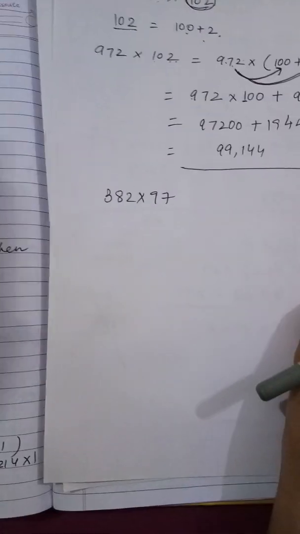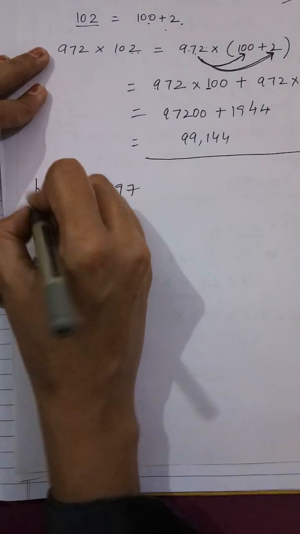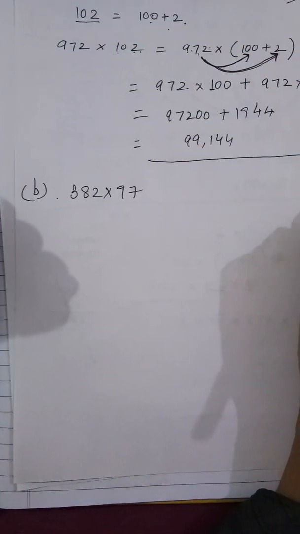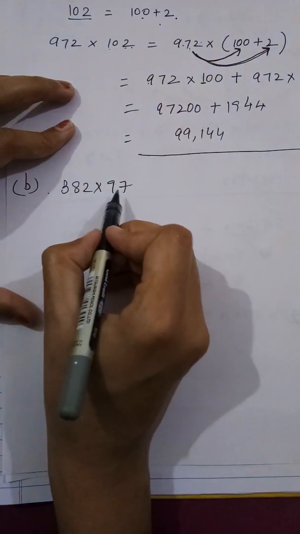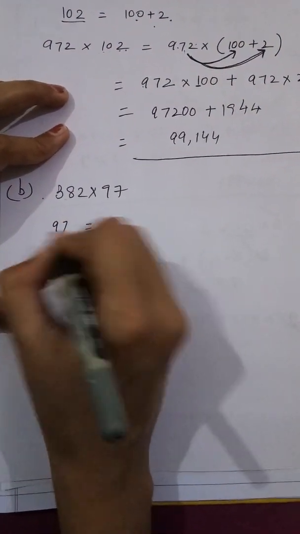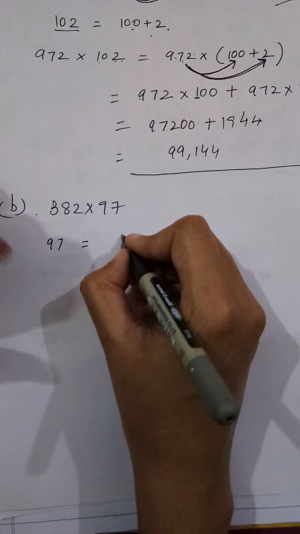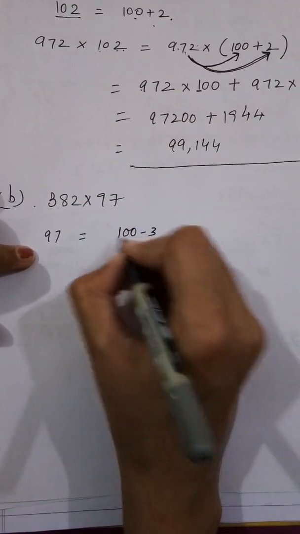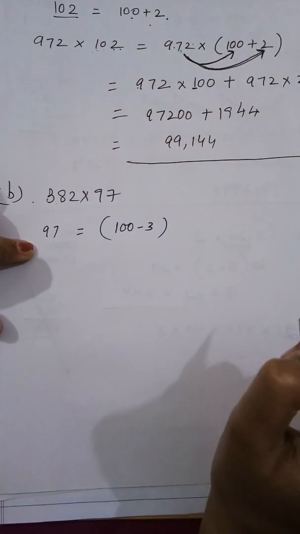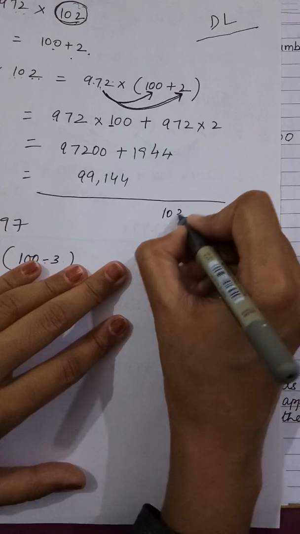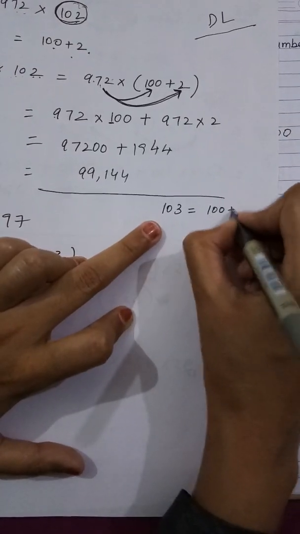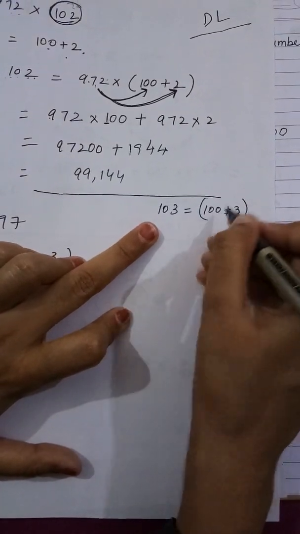Now you are going to use distributive law again here. How are you going to use it? Now I have to expand the number which is smaller of these two. 97 is smaller, so can I write 97? If I subtract 3 from 100, I will get 97, right? So instead of 97, can I write 100 minus 3? If it would have been 103, I would have done 100 plus 3. In 100 I am adding, in 100 I am subtracting. That's how it is becoming easy.